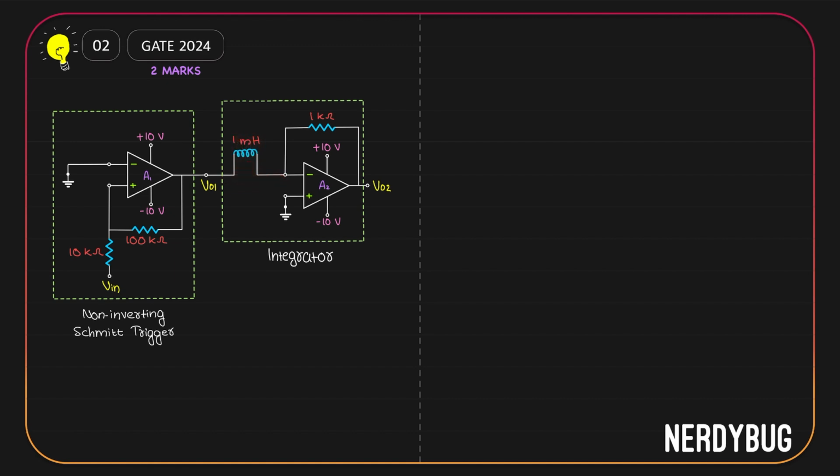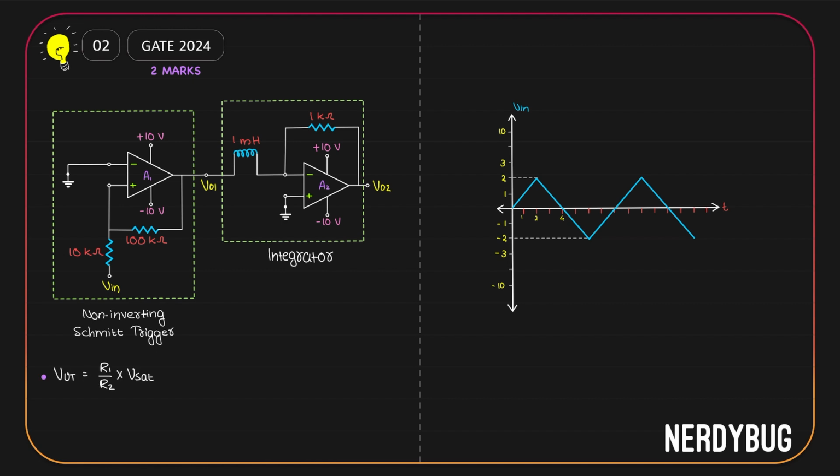Now, in the question, it is given that the input is a triangular waveform of peak voltage 2 volt and time period 8 microsecond. Let us plot it. Let's consider the Schmidt trigger part first. We need the upper threshold voltage and lower threshold voltage. The upper threshold voltage is given by R1 by R2 multiplied by the saturation voltage. Here R1 is 10 kilo ohm, R2 is 100 kilo ohm and the saturation voltage is 10 volt. That gives us 1 volt. Now the lower threshold voltage will be negative of R1 by R2 multiplied by Vsat, which is minus 1 volt.